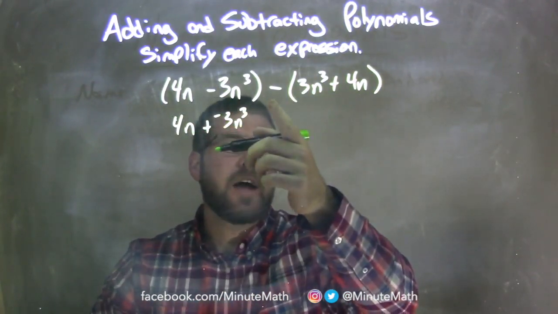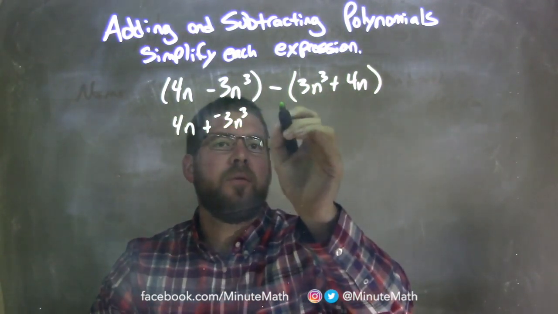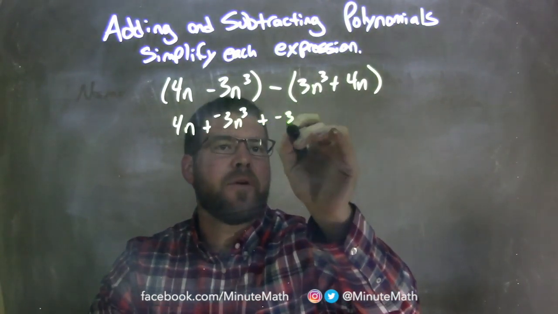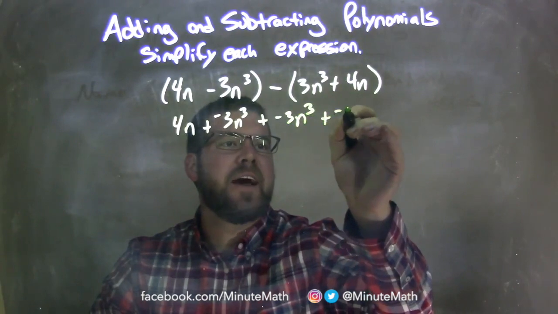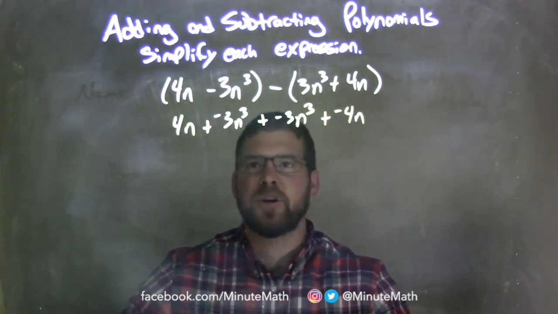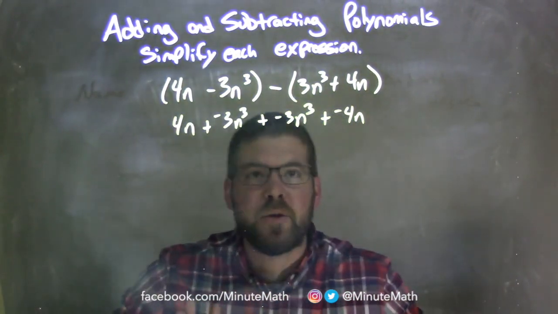But then the subtraction sign, I'm going to distribute. So that's like adding a negative. So it's like, okay, adding a negative, distributing 3n to the third plus a negative 4n. So now I'm going to combine my like terms. I have everything addition. All right, I find it a little easier that way.